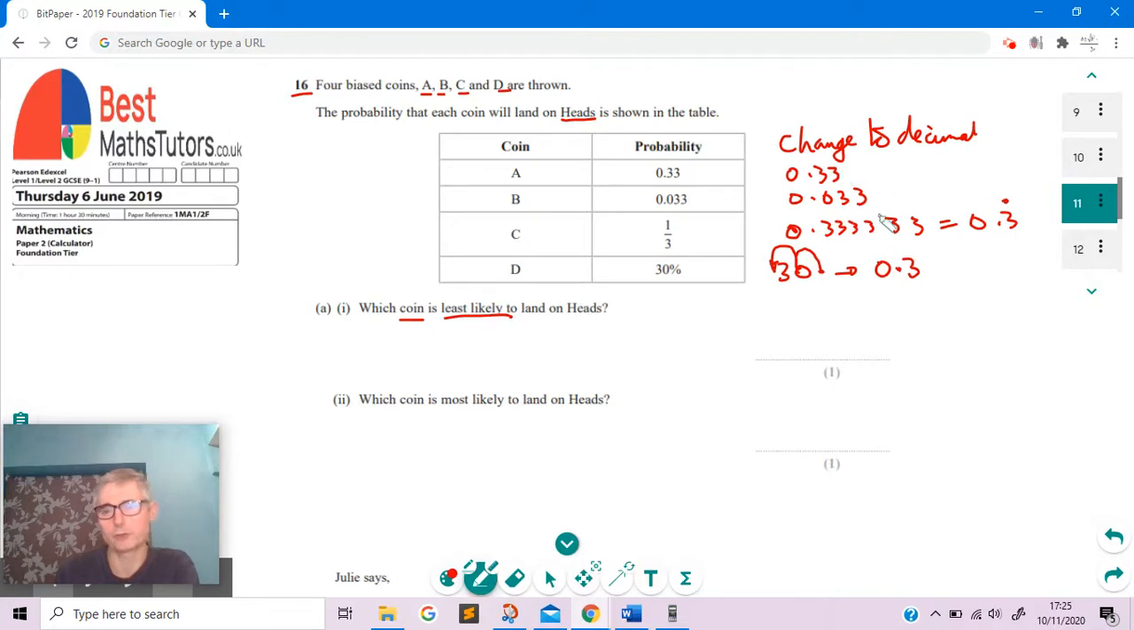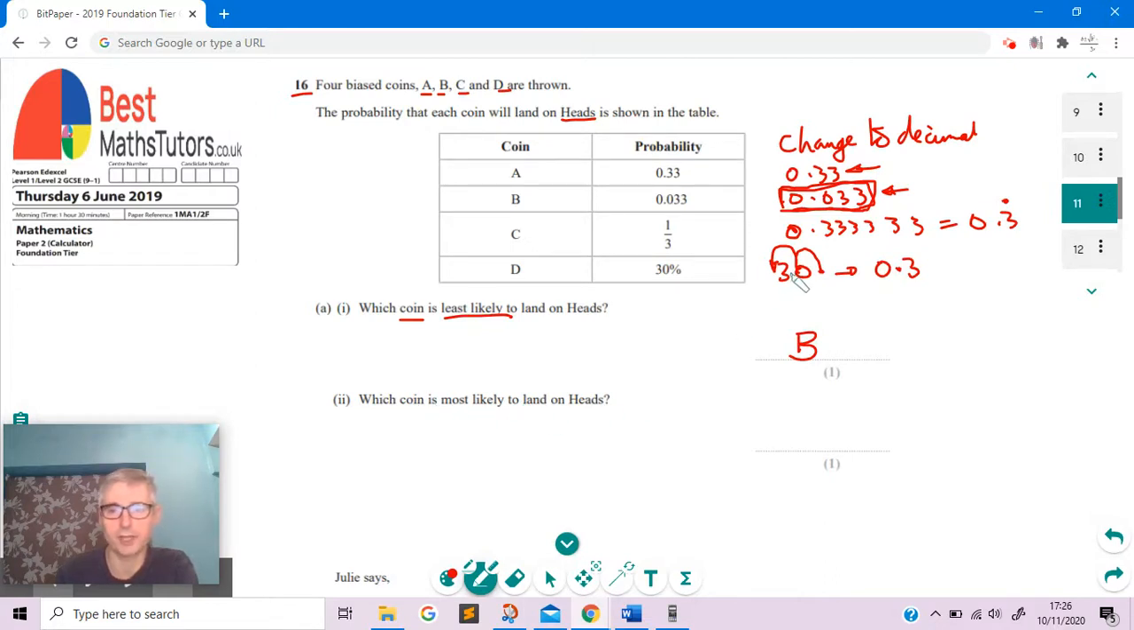And so which one of these is the smallest number? And it's actually this one. Because if we look at the first column after the decimal point, we can see this one here has 3/10. This one has no tenths at all. This one's got 3/10, and this one's got 3/10, a 3 in the tenths column. So it must be this one, which is coin B, that has the least likelihood of landing on heads. So I'll write down a B for that one.